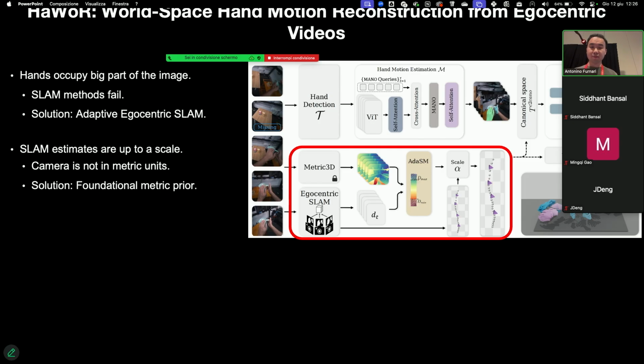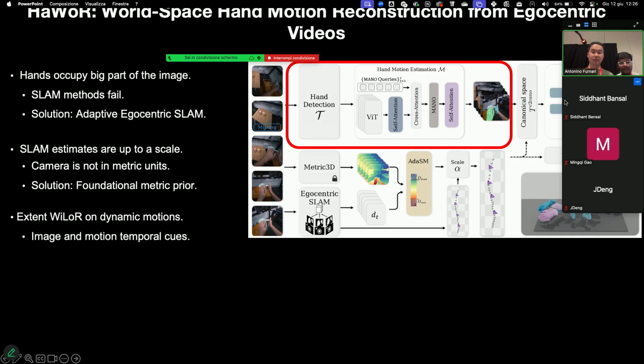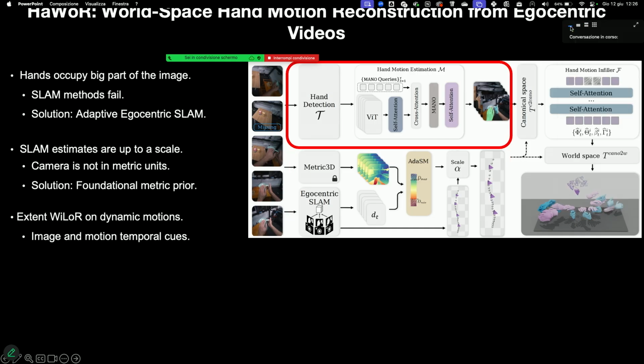To address these challenges, we propose the adaptive egocentric SLAM, which is specifically designed for this setting. And to fix the scale problem, we introduce a metric prior, like Metric3D, which brings everything we need for real-world scale. Finally, to deal with the occlusions and the missing hands in between, we introduce a novel module to complete the task called motion in-between.